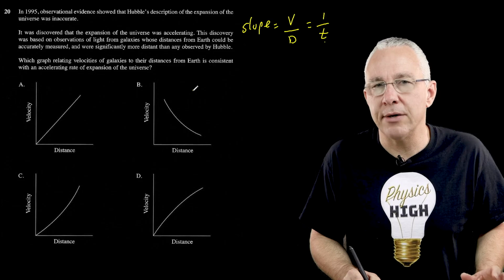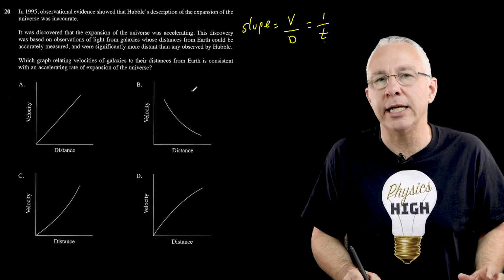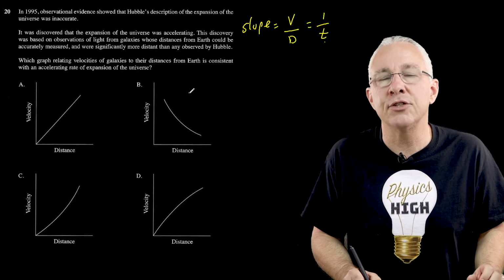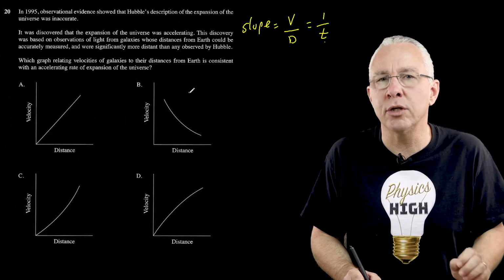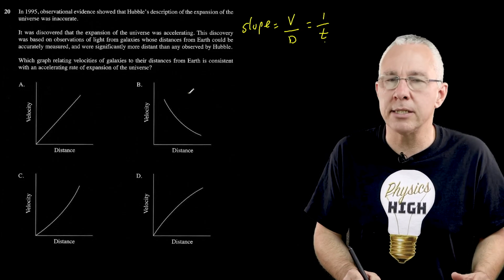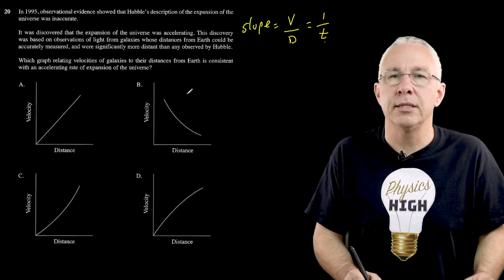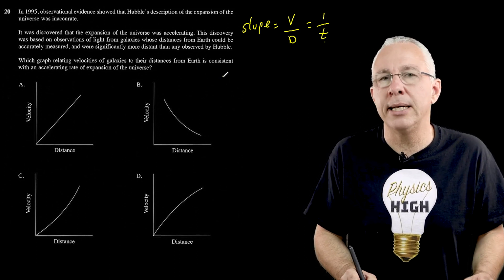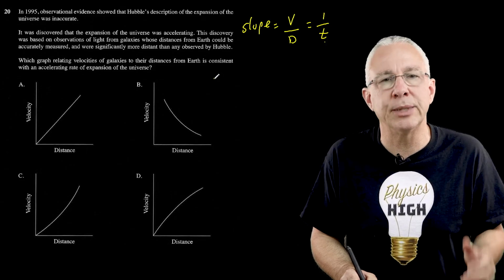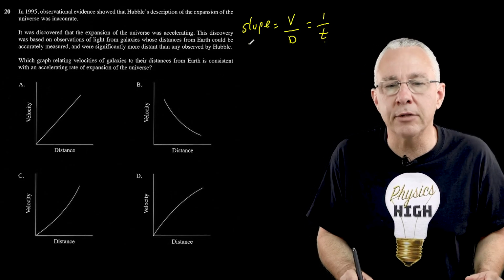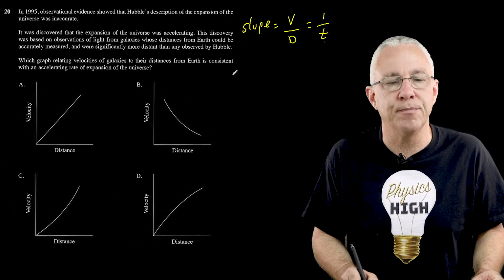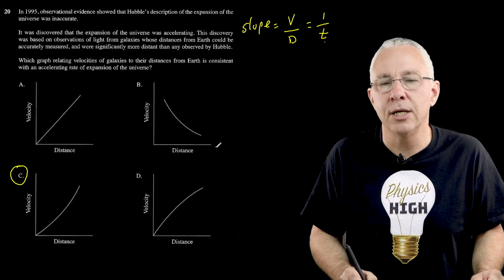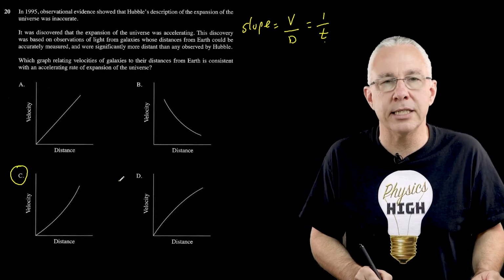But we know that the universe now is expanding at an accelerating rate. So in other words, when we measure distant galaxies, we discover that they are traveling distances in a shorter amount of time, or greater distances in the same amount of time. And so since our distances are the same in a shorter amount of time, we expect that for distant galaxies the slope will increase. And therefore, as a result, C becomes our only possible answer, with the slope increasing as the distance increases.